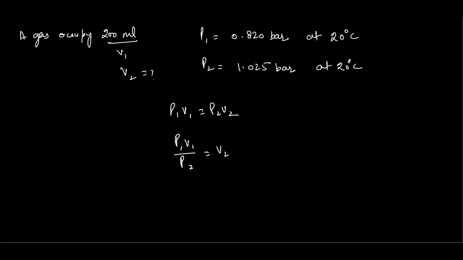Then P1 is 0.820 into, here the volume is 200 ml, 200 ml upon 1.025. So when you calculate this, you will get V2 as 160 ml. So moving further, should we jump to Charles's law? Okay, the next law.